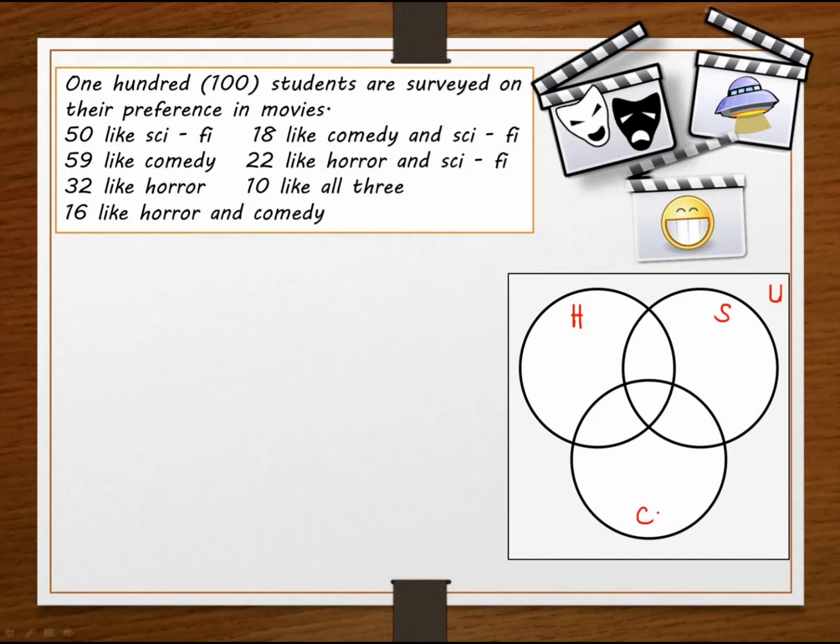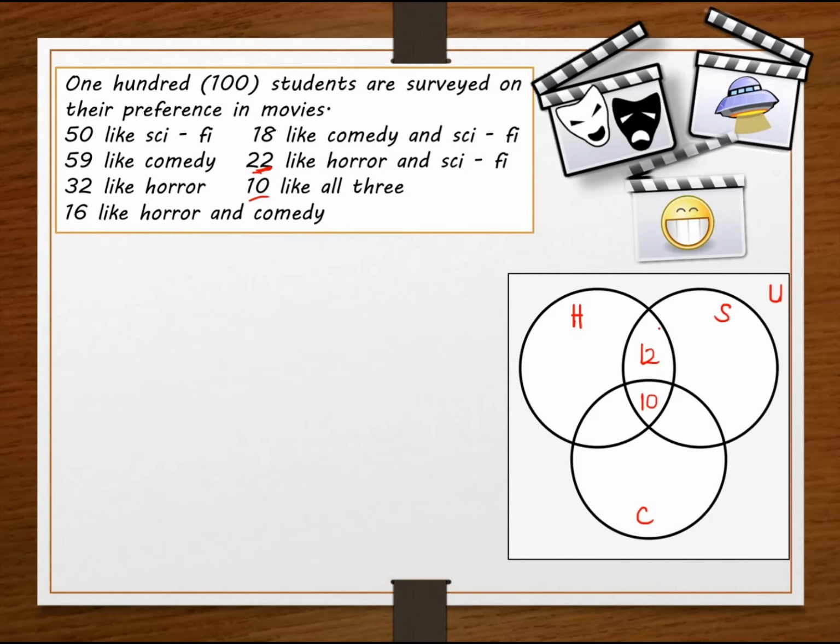Now, how do we enter this data on the three-set diagram? Always remember, we start with the intersections. So we start with the innermost part, the one in the middle. Based on the given data, we write 10 on the middlemost portion. We have 22 who like horror and sci-fi, and this is located on this region. As you see on the diagram, there are already 10 who like horror, sci-fi, and also comedy. So by subtraction, we have 22 minus 10, that gives you 12.